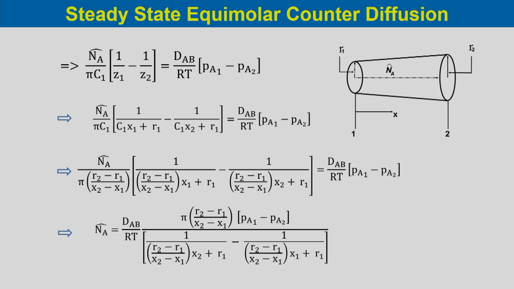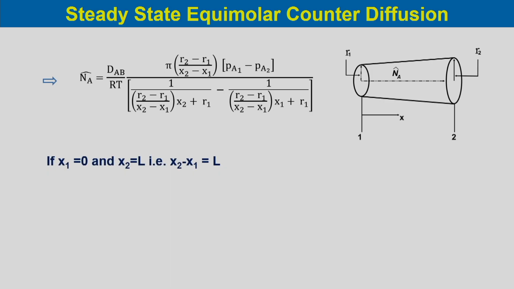by RT into pi R2 minus R1 by x2 minus x1 into the partial pressure gradient PA1 minus PA2 whole divided by 1 by R2 minus R1 divided by x2 minus x1 into x2 plus R1 minus 1 by R2 minus R1 by x2 minus x1 into x1 plus R1. So, we obtained this relation.